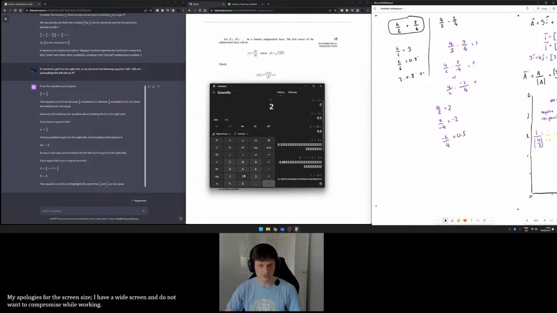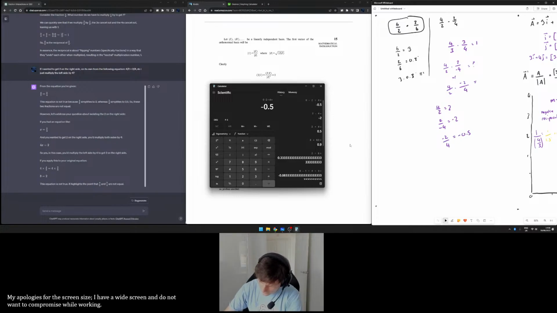Negative 2, -2 divided by 4 is -0.5. And so clearly then, this one will be 2 times -0.5, which is equal to -1.